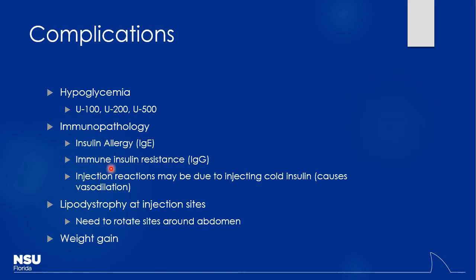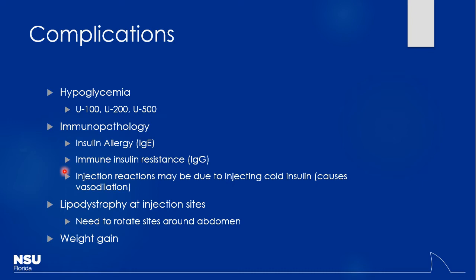Sometimes you actually have an insulin resistance that develops because you'll have antibodies that go in and neutralize that insulin before it has a chance to interact with your cells. Sometimes it can be overcome with bigger doses, sometimes by switching insulins, but that's something that can occur in some cases there.